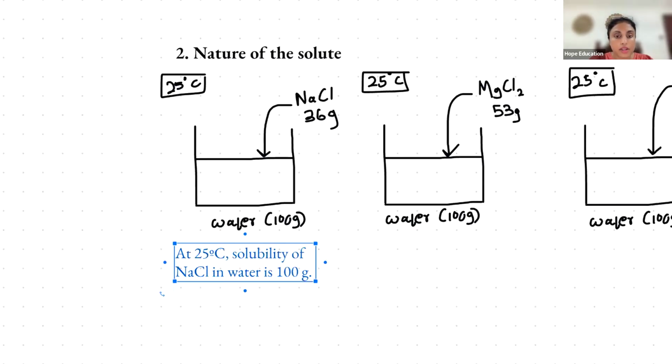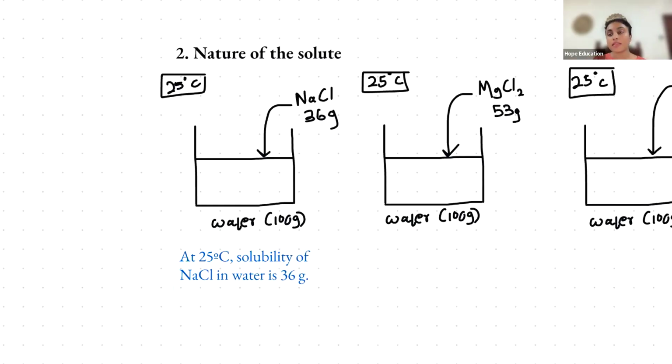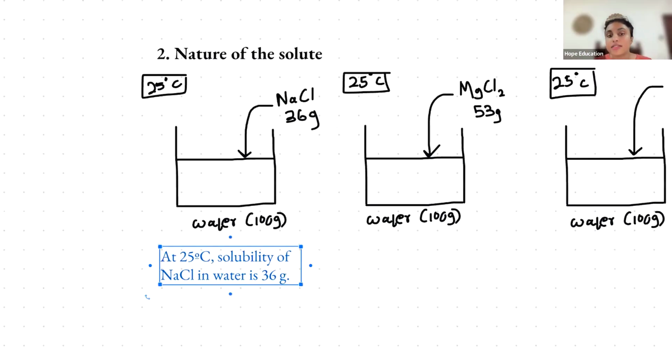Sorry, 36 grams. You don't need to state the mass of the water, because you know that when we say solubility, the solvent should be 100 grams anyway. So we don't have to say how much solvent there is. At 25 degrees, solubility of NaCl in water is 36 grams.